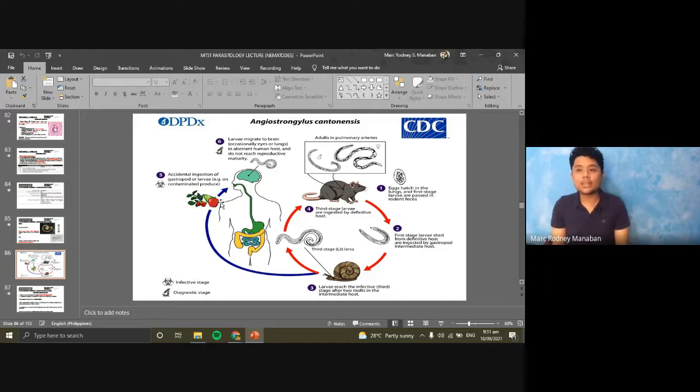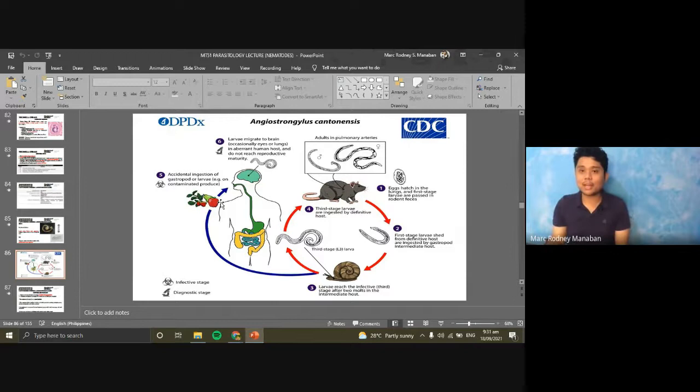It is also possible for them to reach the lungs or the eyes. And the larvae inside the human body do not reach reproductive maturity, so they do not produce eggs. Okay, so that's the life cycle of Angiostrongylus cantonensis. The life cycle is completed only in rats. For humans, it is accidental ingestion of slugs or snails, or contaminated produce such as vegetables, or those paratenic hosts.